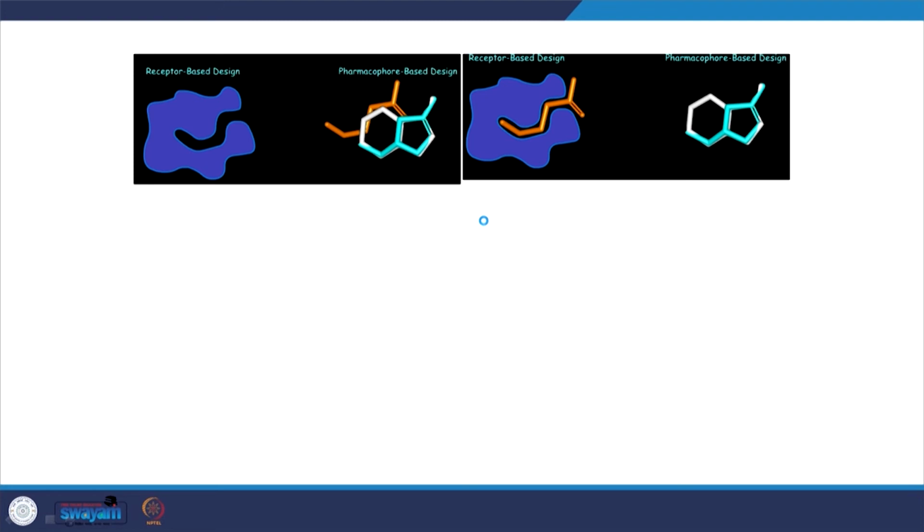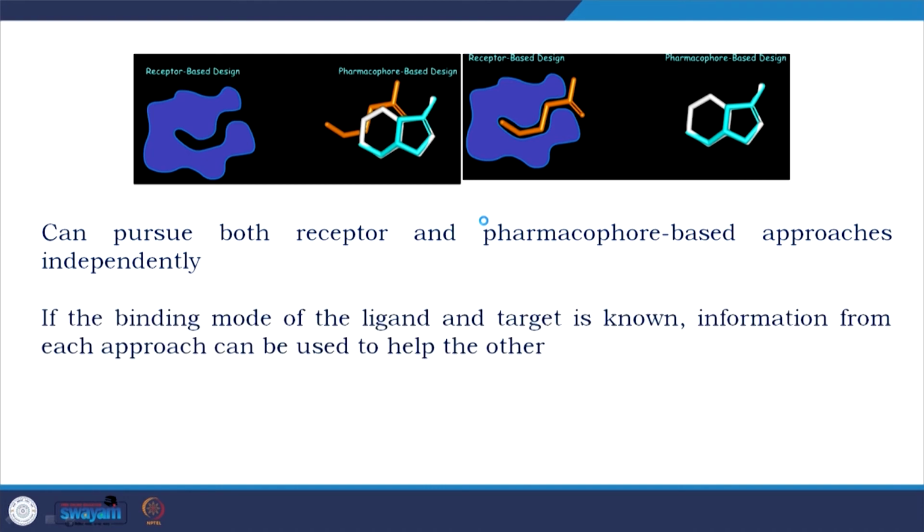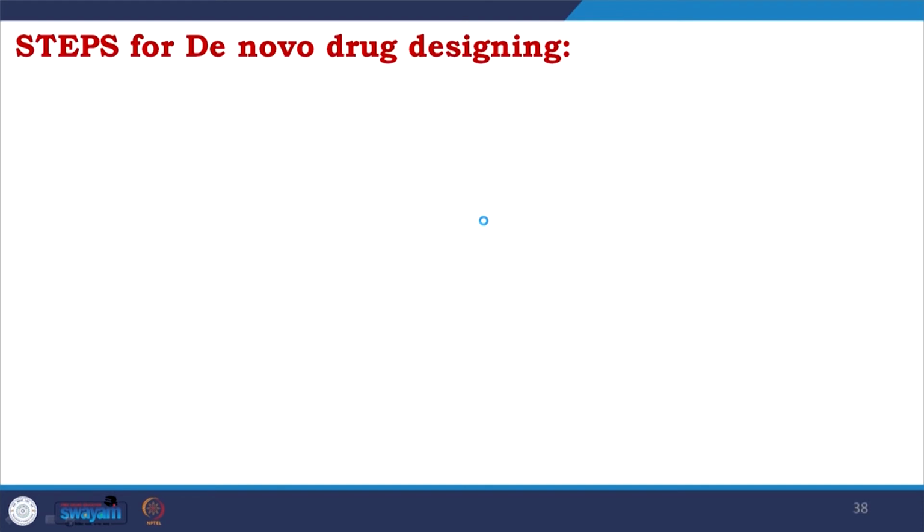So, you could have receptor based design or pharmacophore based design. Pharmacophore based design can be applied to receptor based design, and receptor based design can go for pharmacophore based designing. You can pursue both receptor and pharmacophore based approaches independently. If the binding mode of the ligand and target is known, information from each approach can be used to help the other. Ideally, identify a structural model that explains the biological activities of the known small molecules on the basis of their interaction with the 3D structure of the target protein.